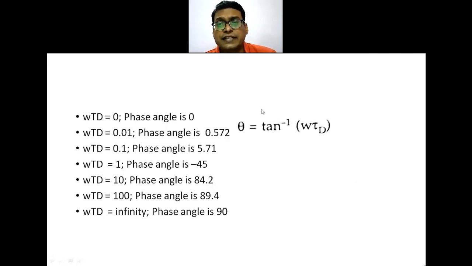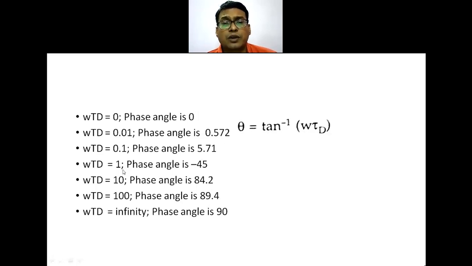Next is the phase angle. Phase angle, which is theta, is equal to the imaginary part upon the real part, that comes as the W tau d. So substituting the values of W tau d as 0, theta becomes equal to 0. For W tau d equal to 0.01, you can calculate the phase angle theta, which is equal to tan inverse of 0.01. That gives you the value of 0.572.